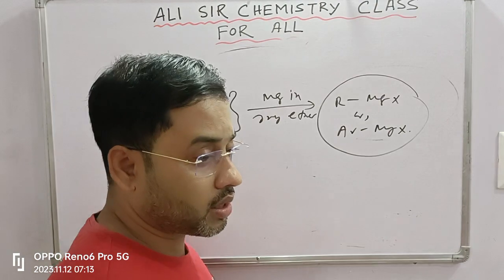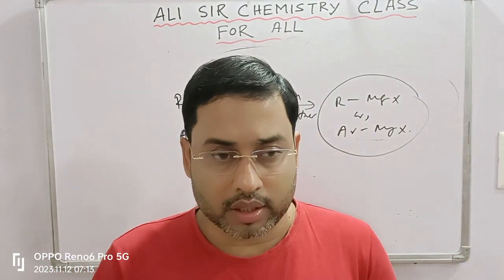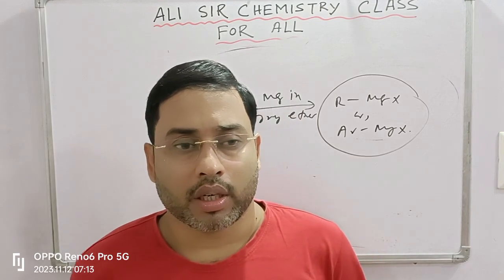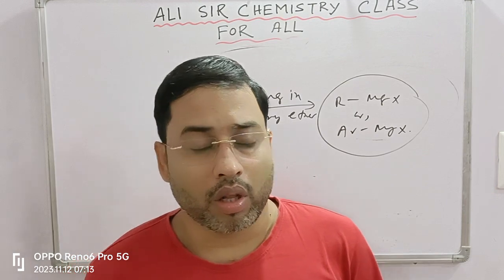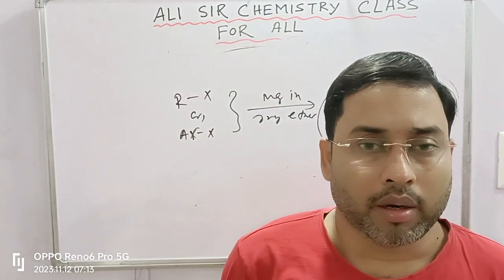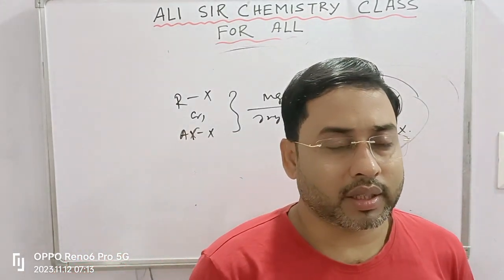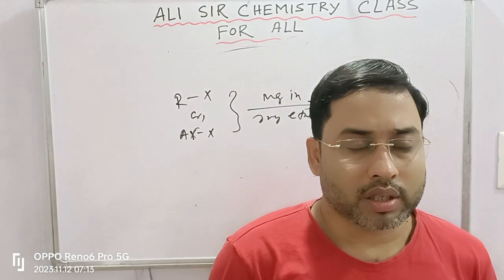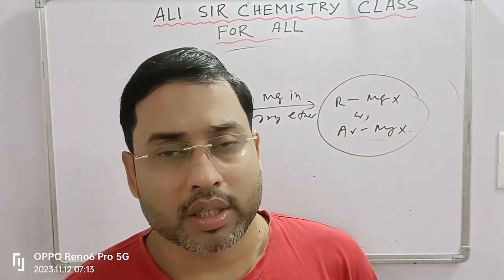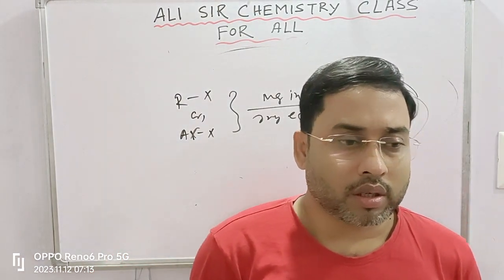In today's class we have discussed only three types of alcohol: primary, secondary, and tertiary. For primary alcohols, what do we need? We need a Grignard reagent and formaldehyde, only formaldehyde from the carbonyl compounds. For the secondary alcohols, we have to take Grignard reagent and aldehyde rather than formaldehyde. And for the tertiary alcohol, we have to take Grignard reagent and the corresponding ketone. So this is today's class.